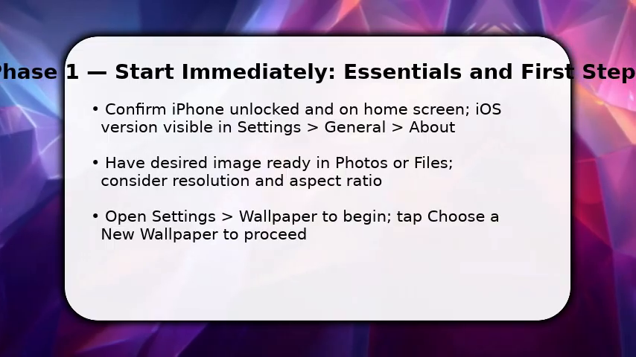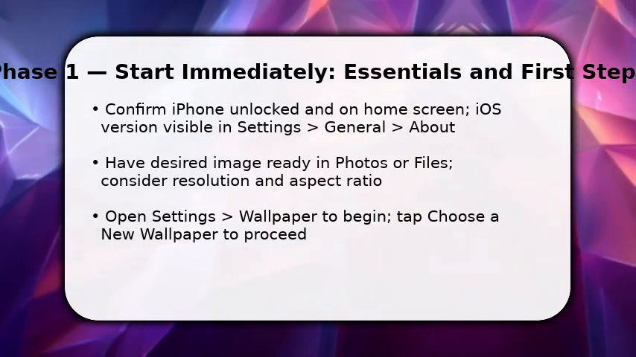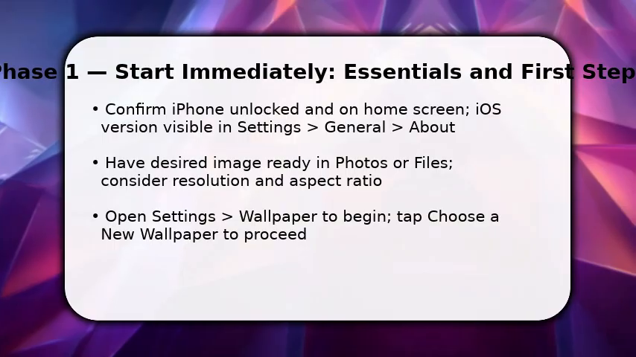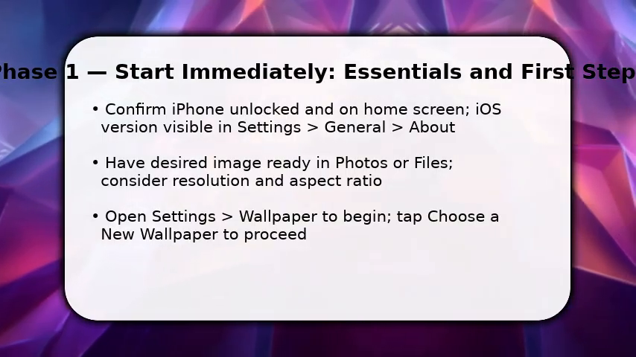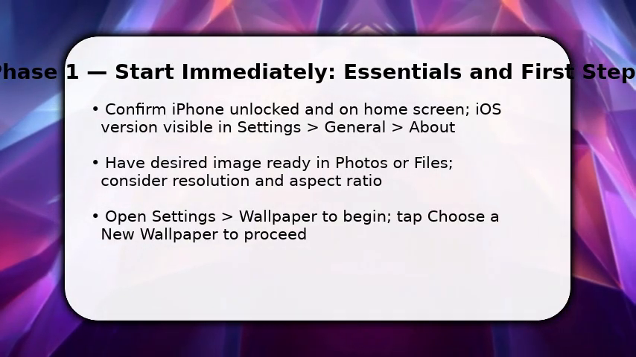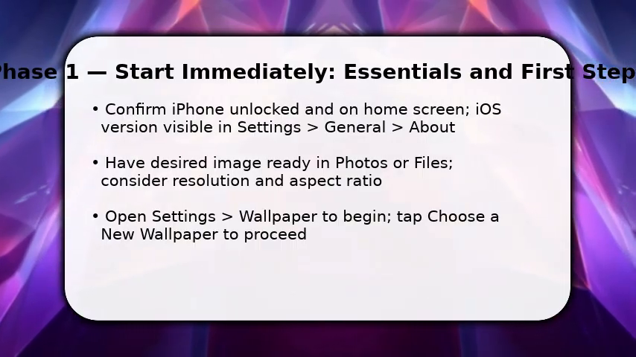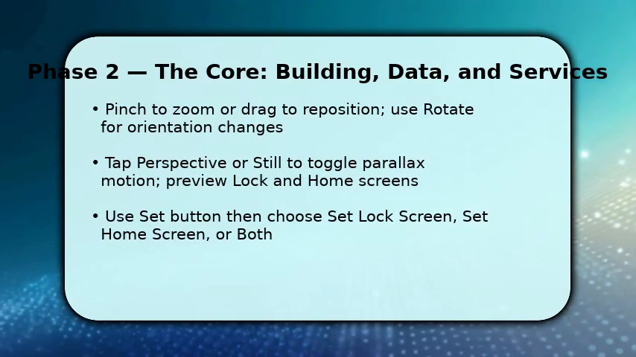Once you tap Choose a new wallpaper, you'll see Dynamic, Stills, Live, and your albums. Select the source. Make sure to pick the image with the framing you want, since this step determines crop and parallax behavior later. You now adjust and preview the image.